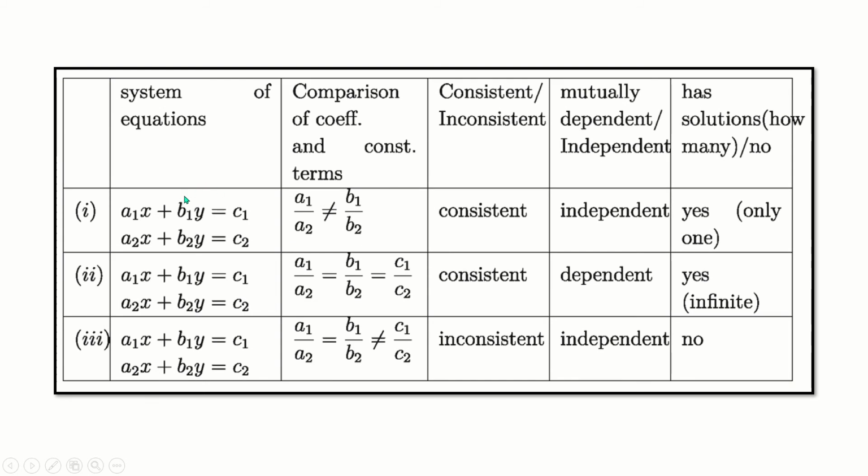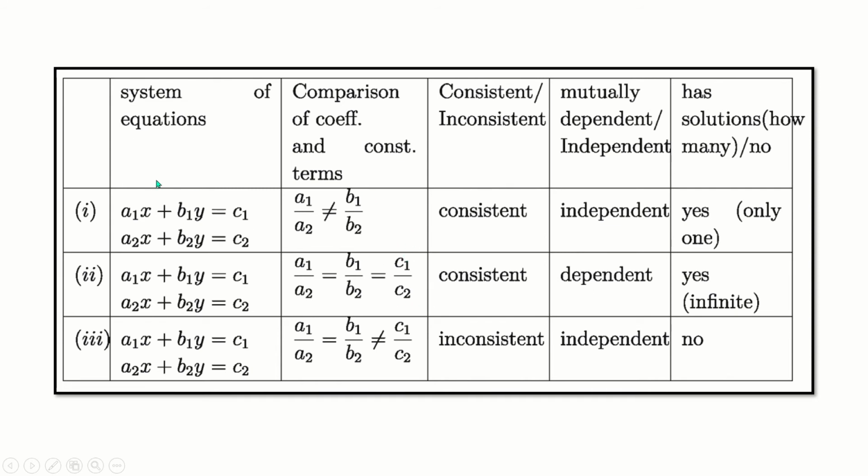This is the given equation, and the ratio of the coefficients of x and y: a1 by a2 not equal to b1 by b2. That means if the ratios of the coefficients of x and y are not equal, then no need to take the constant term. That means no need to take the ratio of the constant term. If not equal, then no need for the constant term. That means no need for this term.